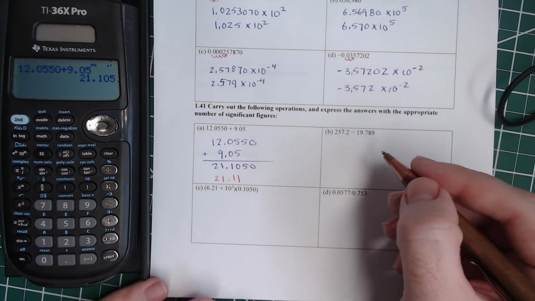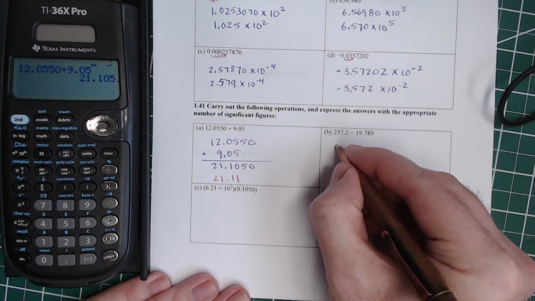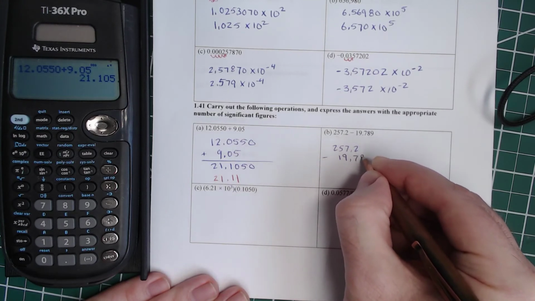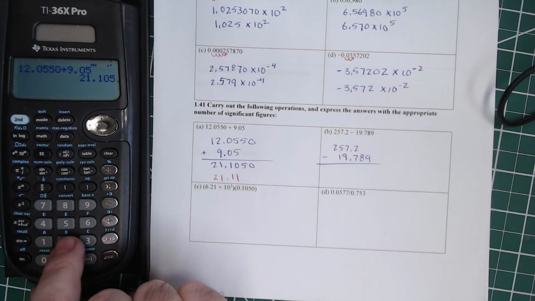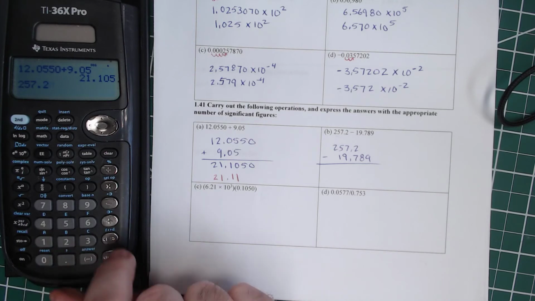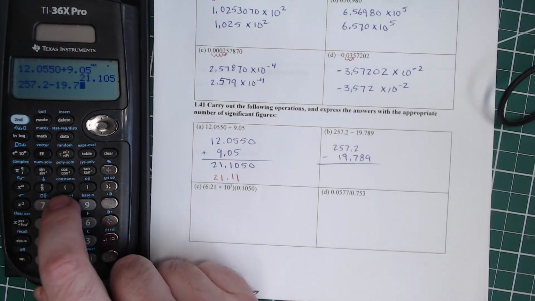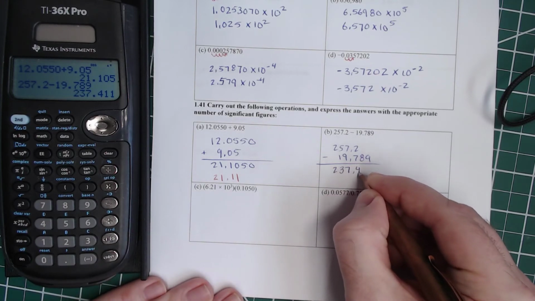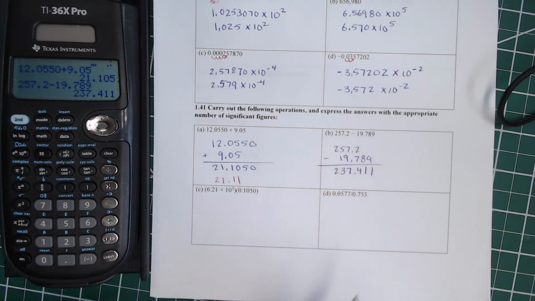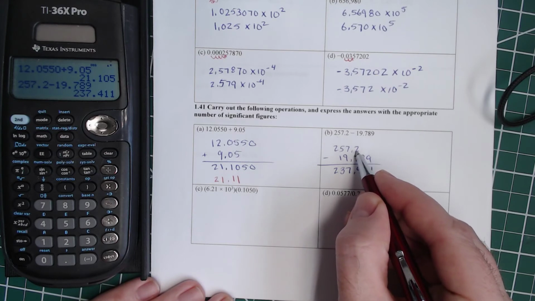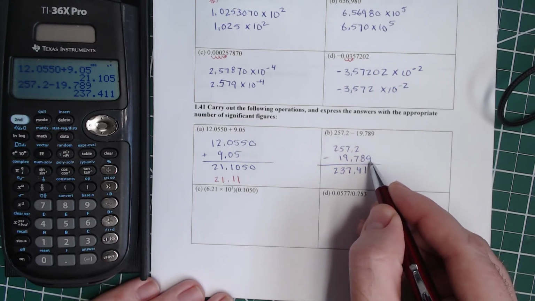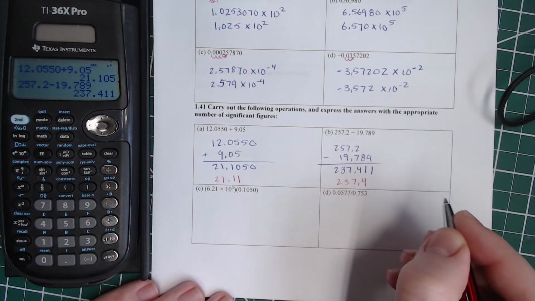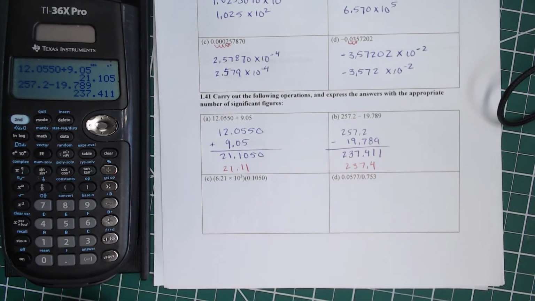All right, in a similar fashion, let's come over here. This one is subtraction, but I am going to rewrite it. So 257.2 minus 19.789. And again, we're going to let the calculator do the work. So 257.2 minus 19.789. All right, and we get 237.411. So now that we've done that, we look, our last significant figure here is in the tenths place. Last significant figure here is in the thousandths place. We're going to round that to the tenths place. So 237.4 is our number there, our final answer.